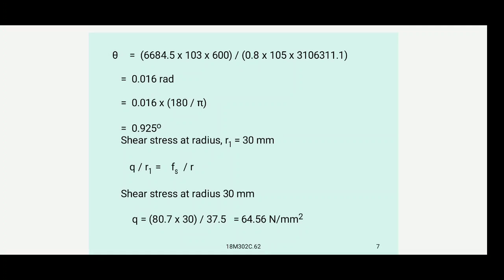Shear stress at radius R1 is equal to 30 mm. So that is equal to Q by R, R1 is equal to Fs by R. Shear stress at radius 30 mm, that is Q is equal to 80.7 into 30 by 37.5, that is equal to 64.56 Newton per mm square.